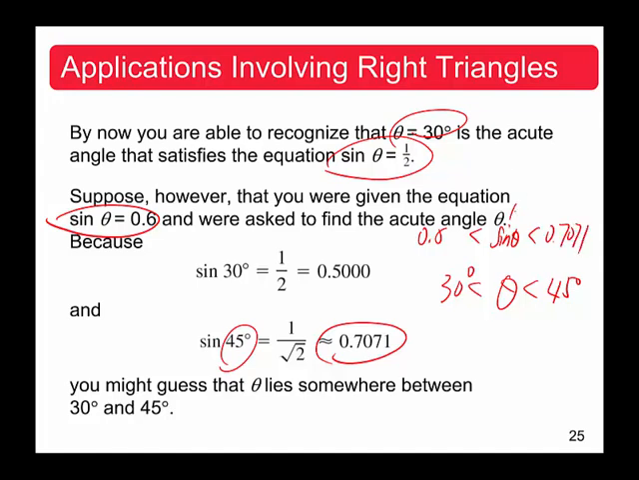Sine theta equals 0.6, and 0.6 is between 0.5 and 0.7071. And we can derive the location of the angle. And that's pretty much everything.